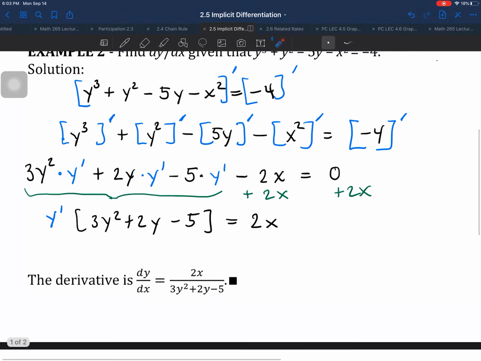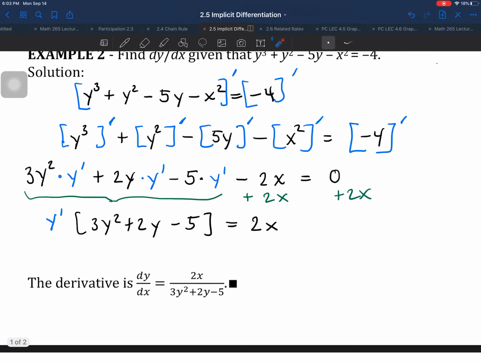So if you guys notice, there's 3 terms, 1, 2, and 3 terms that contain the factor of y prime. And y prime is actually what we're looking for, right? y prime is dy dx. So if that's what we're looking for, that means that's what we need to solve for. So every term that does not have a y prime needs to be moved to the other side, to the right side. So I'm going to add 2x on both sides.